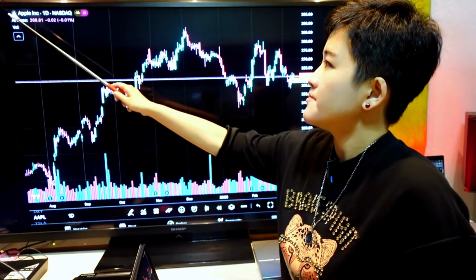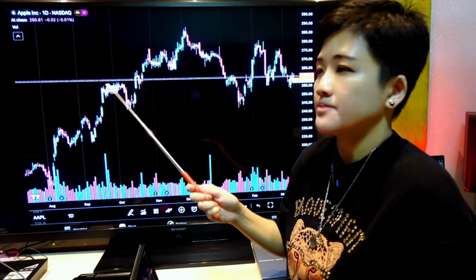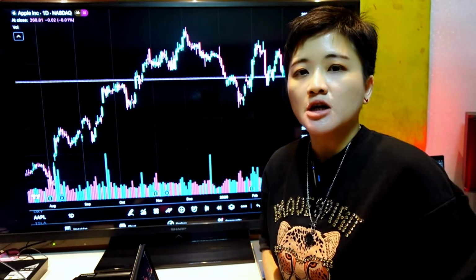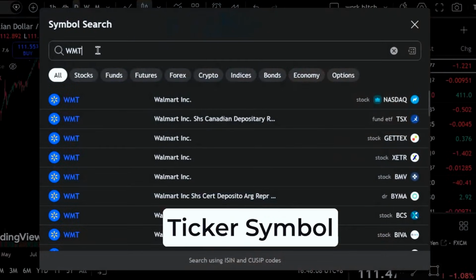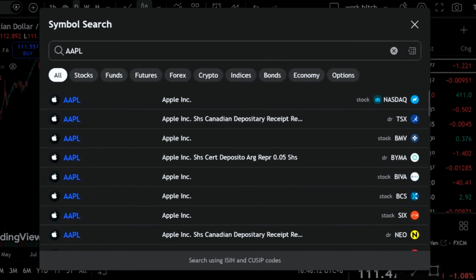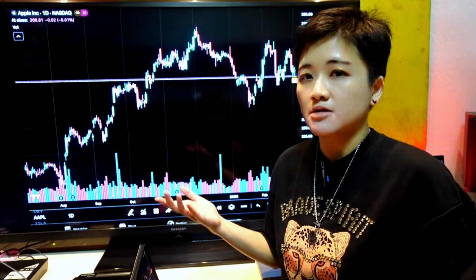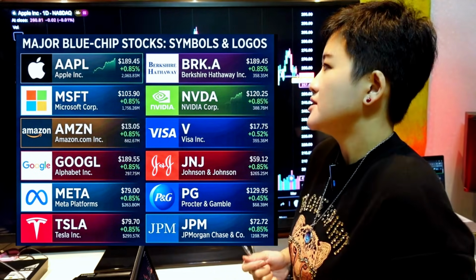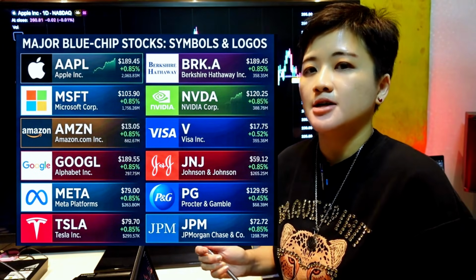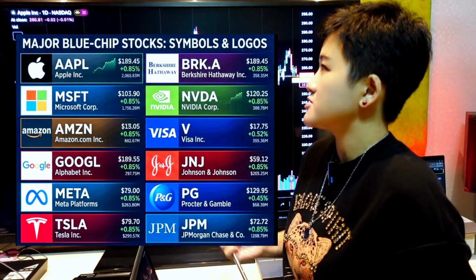First things first, on the top left you would see your stock name. And a lot of times for stock charts, you will need to key in a ticker symbol. So for example, for Apple, the ticker symbol is AAPL. To put it in simple terms, a ticker symbol is just a shortcut to identify the stock. Nvidia would be NVDA. So different stocks have different ticker symbols, different shortcuts to identify the stock, okay?